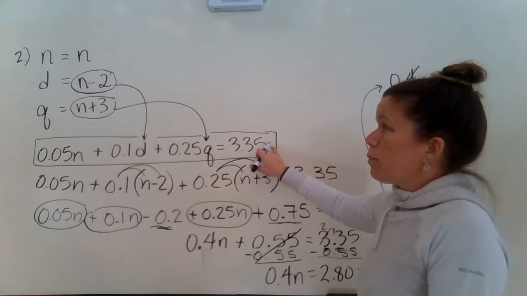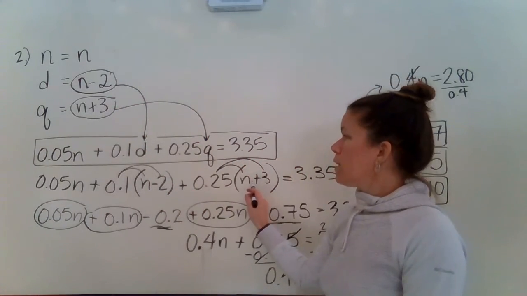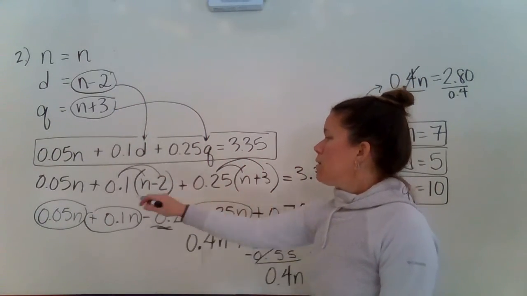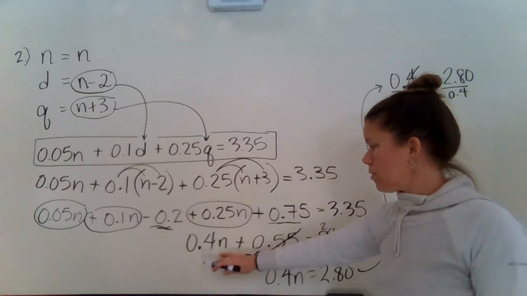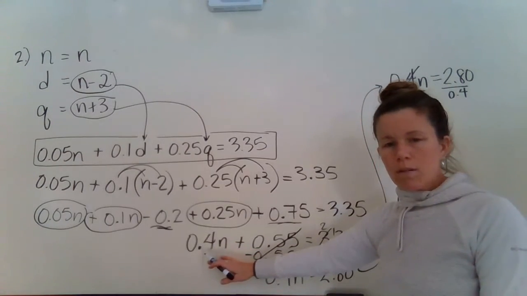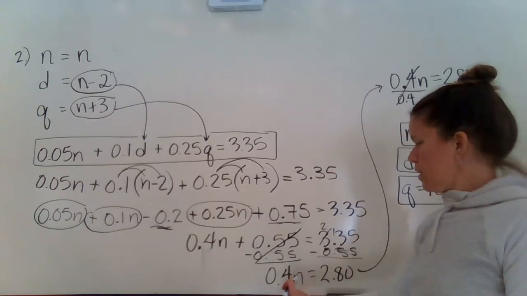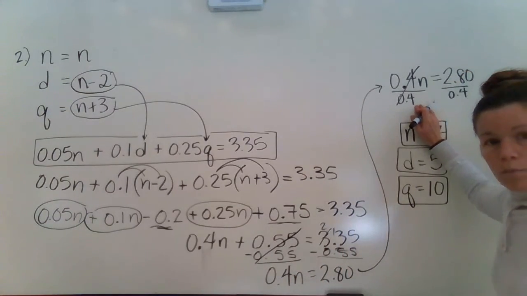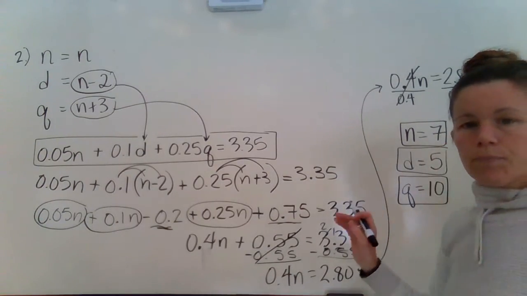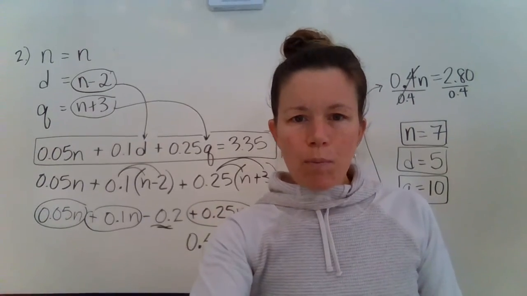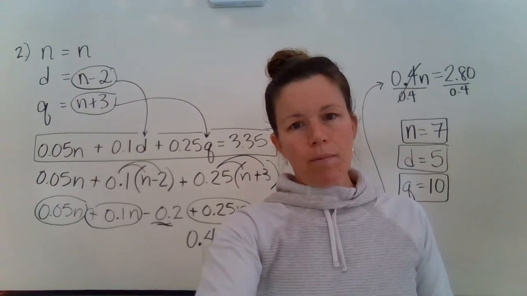Then we did some algebra with it, where we plugged in n minus 2 and n plus 3 where the d and the q were, distributed, and combined like terms. Just because they're decimals doesn't mean it's any different. Subtract the number to the other side so I have just the n's alone, divide both sides by the n's coefficient, and I get an answer. Okay, we're going to pause there, and I'll make a second video with another kind of coin problem. Good luck.